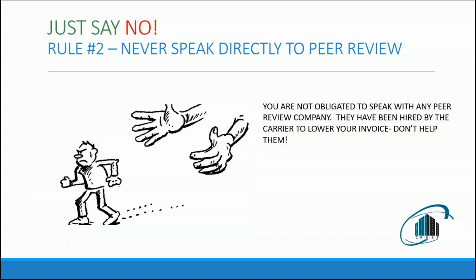Rule number 2 on the just say no list of rules is never speak directly to peer review. You're not obligated to speak to these companies. They're hired specifically by the adjusters or the insurance companies with one purpose, just to lower your invoice. So don't help them. Does this mean that you don't ever have to answer their questions? No, it does not. You're still obligated to answer their questions, because if you don't, the adjuster will then say, well, since you didn't even answer the questions, I'm just going to listen to what they say. And we don't want to put ourselves in that position. So let's make sure we answer the questions, but we're going to answer them to the homeowner, addressing the homeowner to then give those answers to the adjuster.